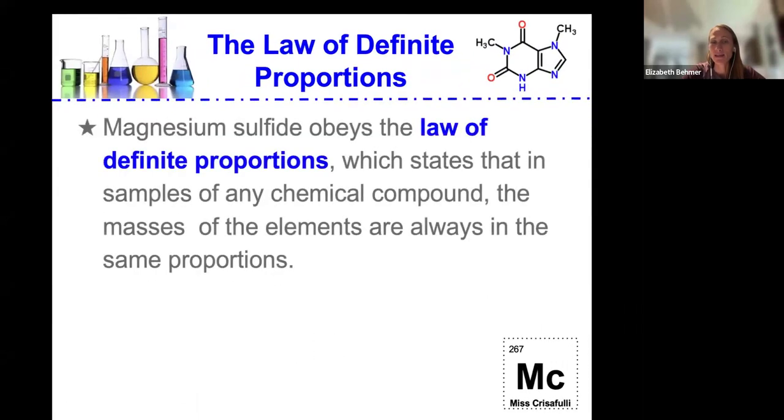Magnesium sulfide obeys the law of definite proportions, which states that in samples of any chemical compound, the masses of elements are always in the same proportion.